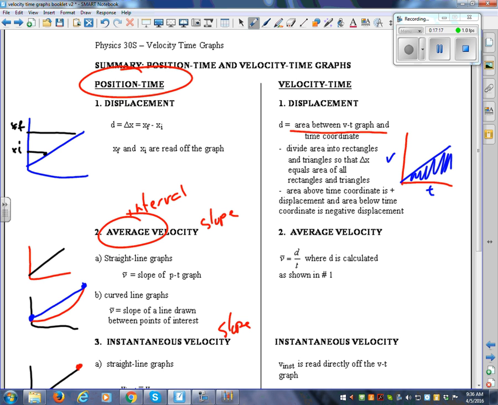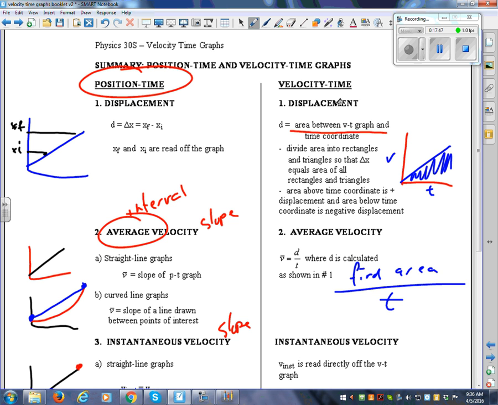If you are asked to find average velocity, what do you do? V bar equals d over t, where d is calculated as shown in number 1. So in other words, you have to find the area and divide by the time. Do you see how I'm giving you all the steps, all the pieces of the puzzle, everything you need to know, all in one handy 2-sheet summary?